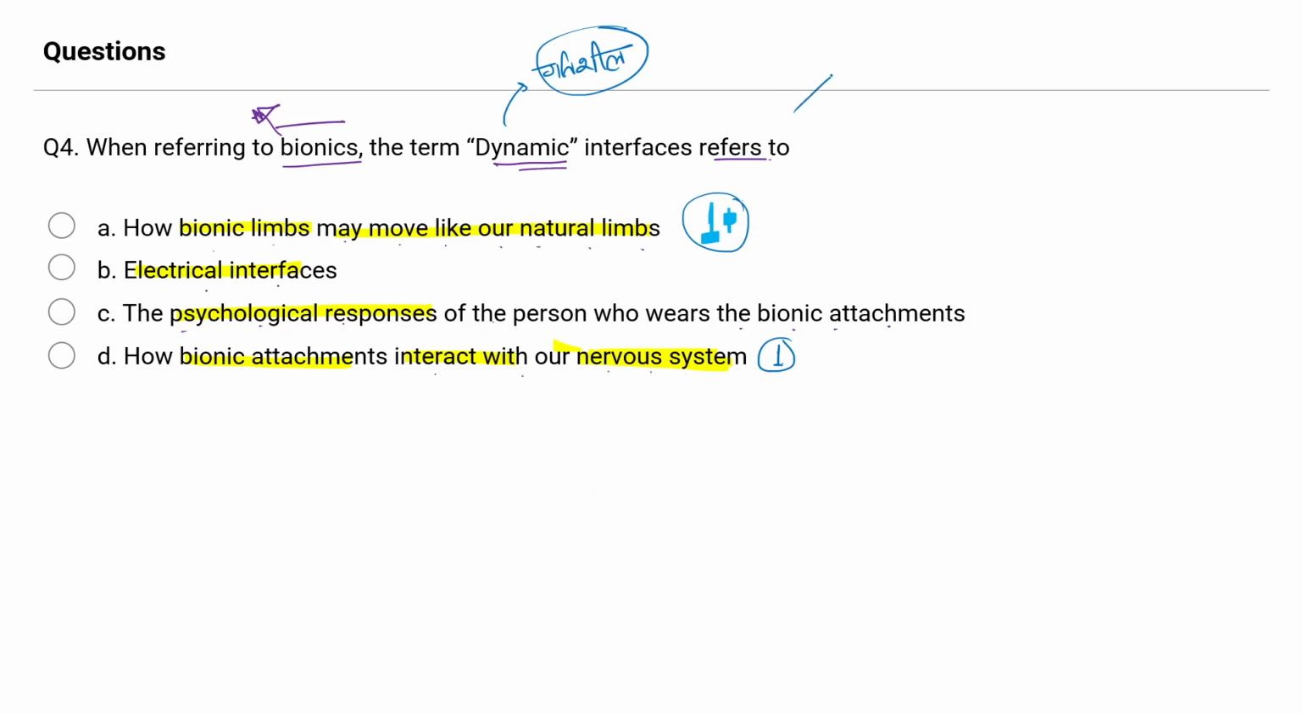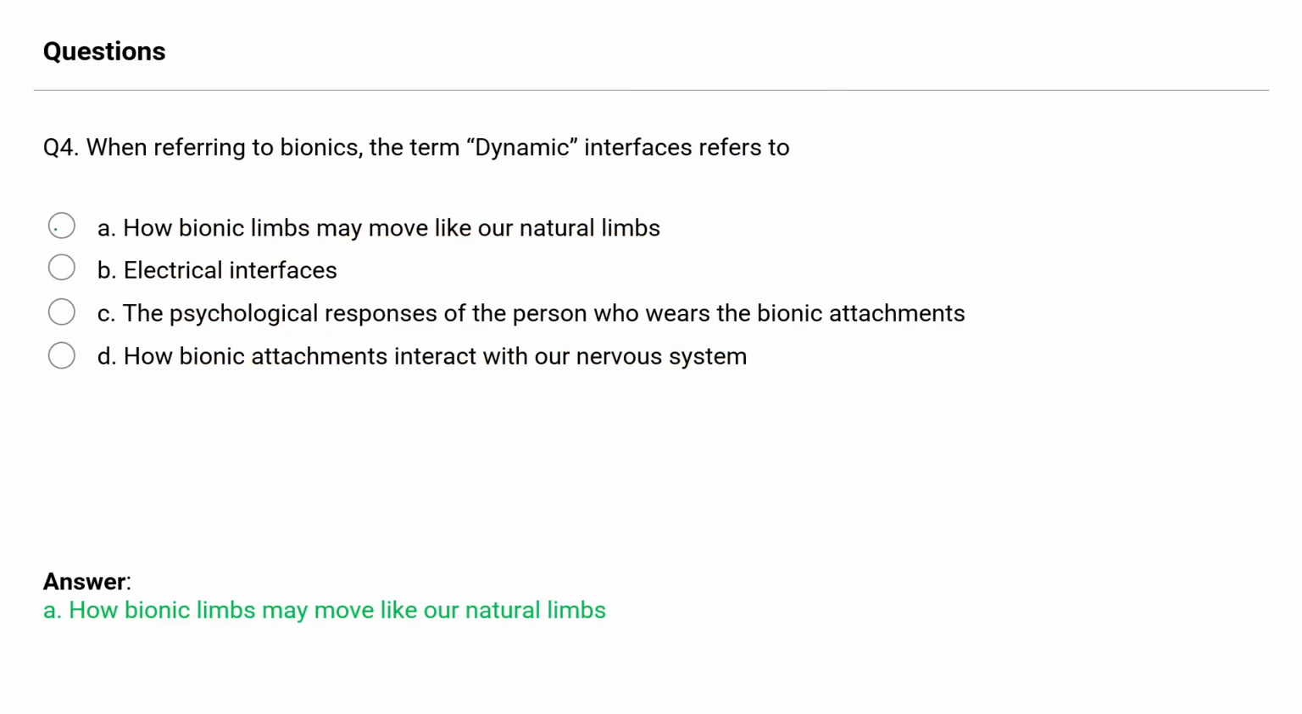Okay, so which also infers that watching and note taking is a good practice. And there was one more opinion. Why option D? Can you please explain your point of view? All right, no issues. Let's see the correct answer. Yes, the correct answer is option A, wherein how bionic limbs may move like our natural limbs. So I think ma'am has told us a very good practice of note taking. Even I do prefer it.